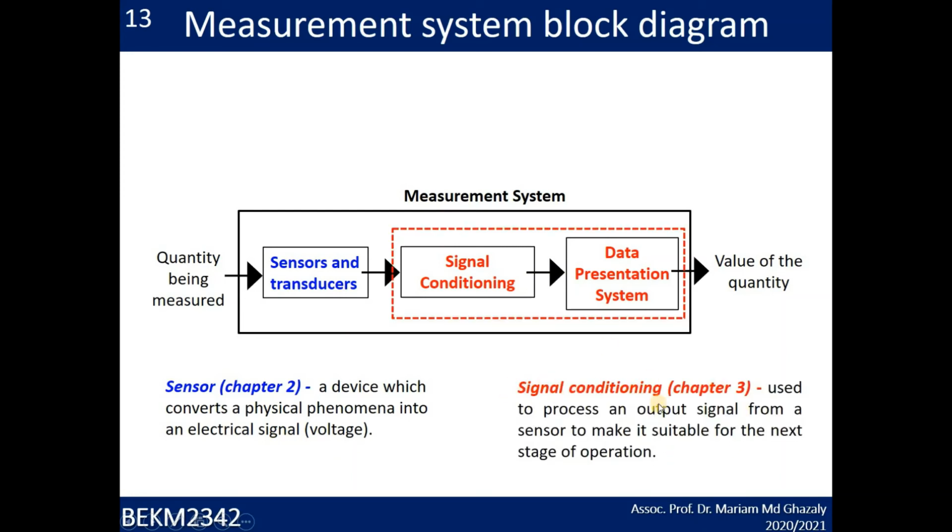Okay, and the signal conditioning you are going to learn in chapter 3. It processes the output signal from a sensor to make it suitable for the next stage of operation. In this case, you want to display it or use it next in the feedback controller. So you need to collect that data, because in a control system you need to compare the output of the system with the reference in order for you to control it.